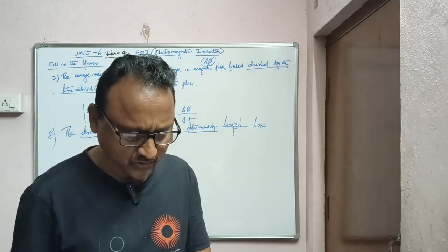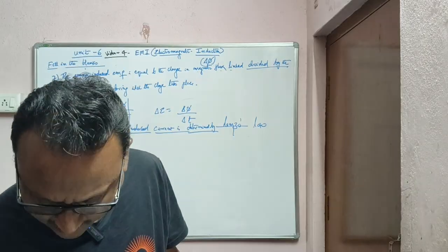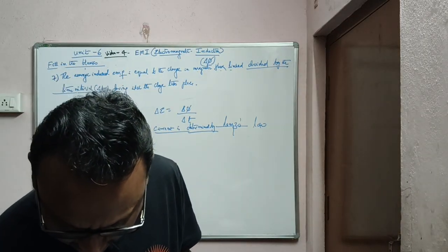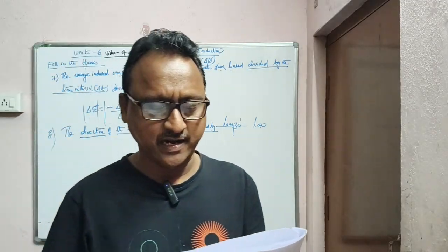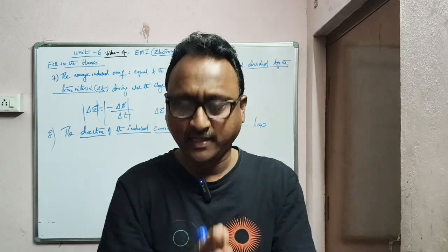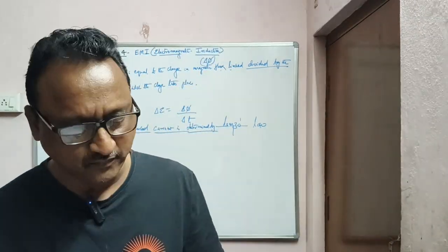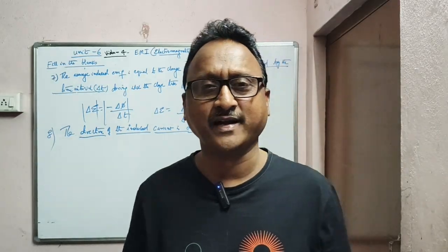The direction of induced current is determined by Lenz's law. That is the last and final question. Okay? That's all, these are the 8 questions of the fill in the blanks from the 6th unit EMI chapter, electromagnetic induction.